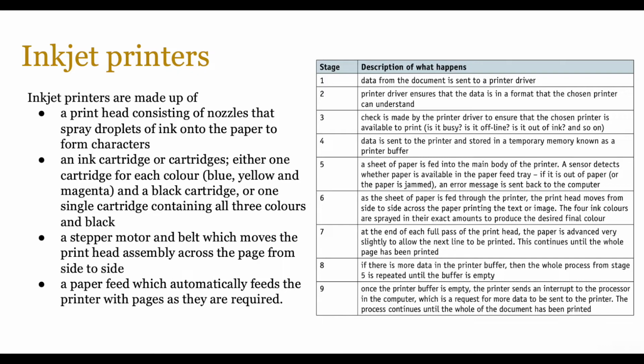Instead of using a toner, they use ink cartridges. So you'll end up with blue, yellow, and magenta, and often a black cartridge. Sometimes you end up with a single cartridge that contains all the colors and black. There's a stepper motor involved and a belt which moves the print head, which goes across from side to side. So it's kind of like line by line. And there's a paper feed which automatically feeds the printer with pages as required.